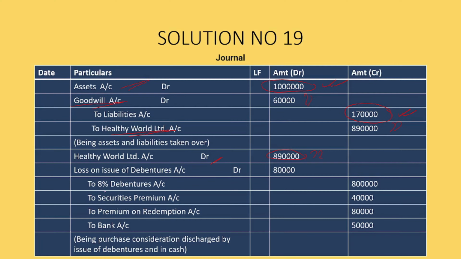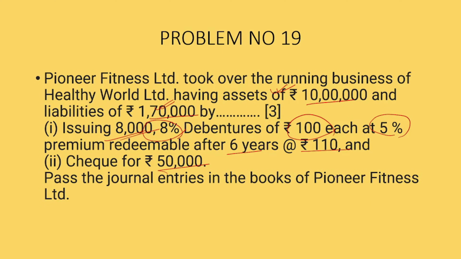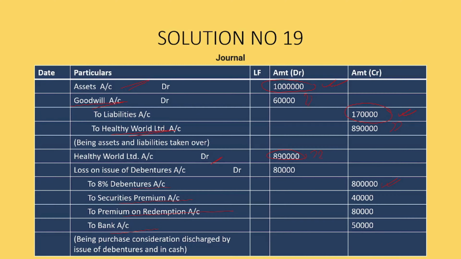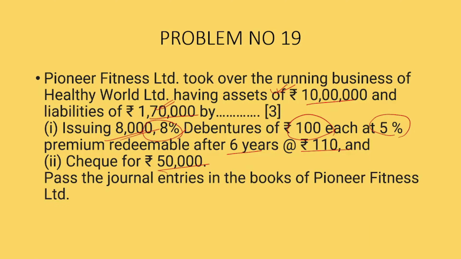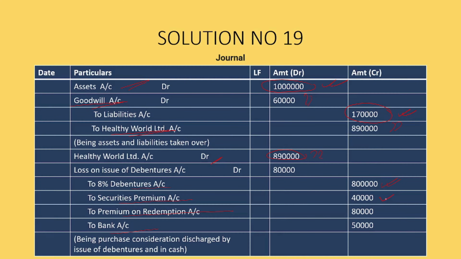debit, to 8% debenture, to securities premium, to premium on redemption, to bank, and we will be writing these entries. That is 8% debenture account 8 lakhs. How? Because in the question you can see 8,000 into 100, that is issuing 8,000 debentures of rupees 100. We will be writing securities premium 40,000, because it is given over here as 5% premium. So we will write 40,000 as the securities premium account amount.